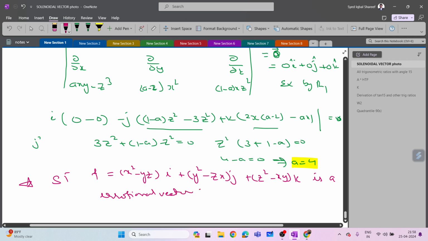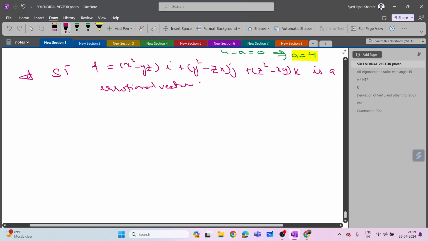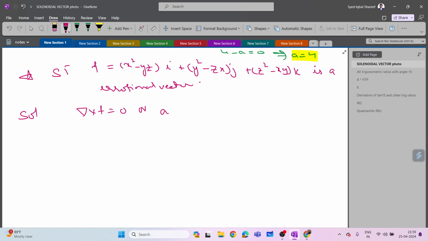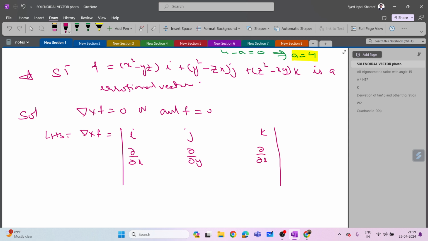What is our aim? Irrotational vector means what? Del cross f equal to 0, or curl f equal to 0. So our left hand side is del cross f. What is our del cross f? Determinant of i, j, k; dou by dou x, dou by dou y, dou by dou z; x square minus yz, y square minus zx, z square minus xy.